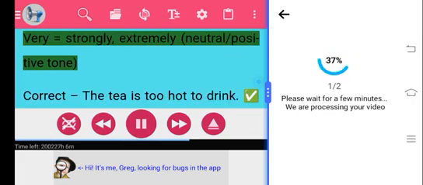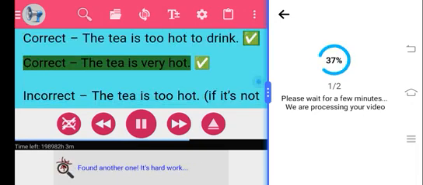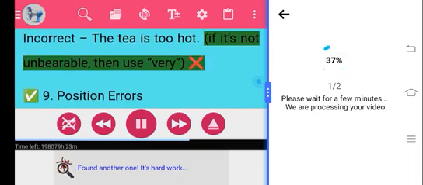Very means strongly, extremely, neutral or positive tone. Correct: the tea is too hot to drink. Correct: the tea is very hot. Incorrect: the tea is too hot. If it's not unbearable, then use very.